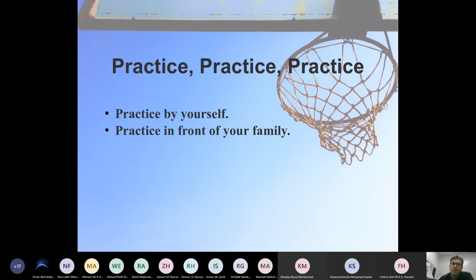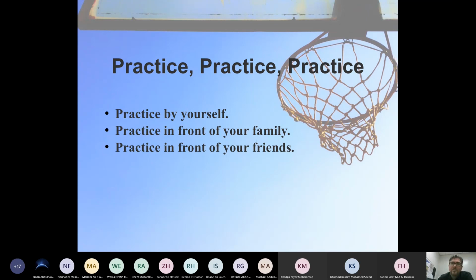Then I want you to practice in front of your family. And these are people who love you. They have to love you. They have no choice. So you can rely on them. Maybe rely on them, I guess. You can force them to listen to your presentation. They have no choice. You are their family. You can force them to listen to you talk. So practice in front of your family.